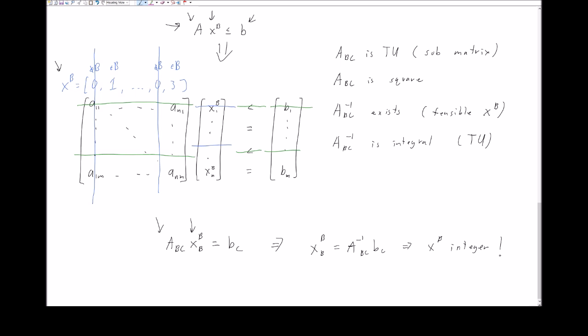We also have a new right-hand side vector, b_C. This is the right-hand side vector that remains after getting rid of all of the loose constraints, all the constraints that aren't tight. We can be a little bit more clear about exactly what these indices are. The index B corresponds to the basis that we're considering. The index C corresponds to the tight constraints.